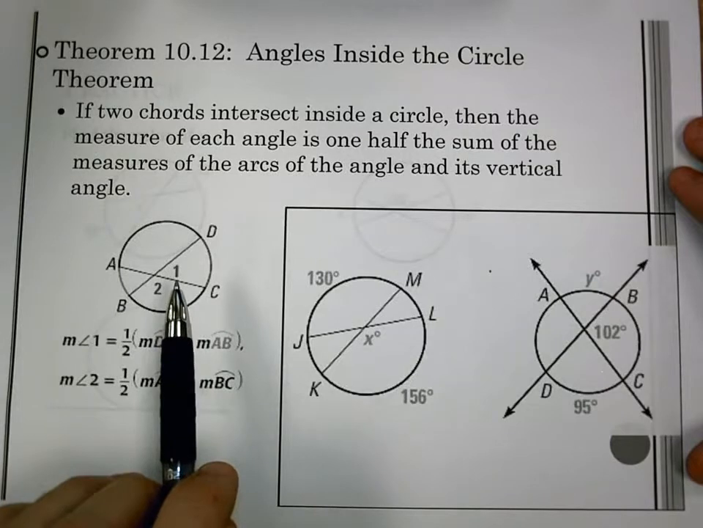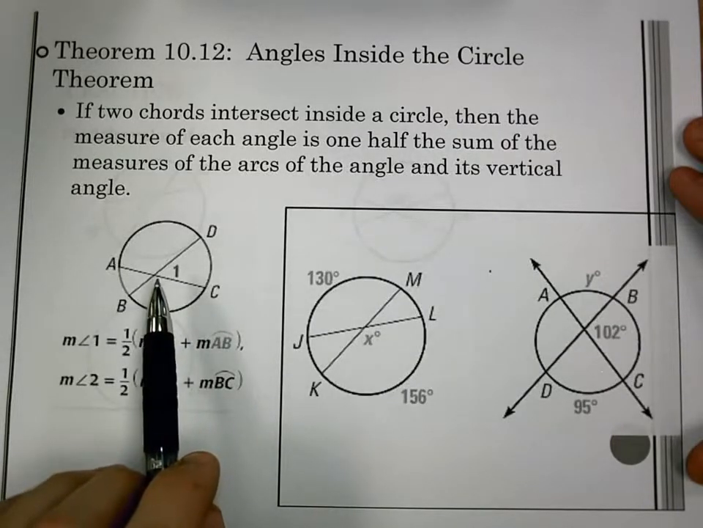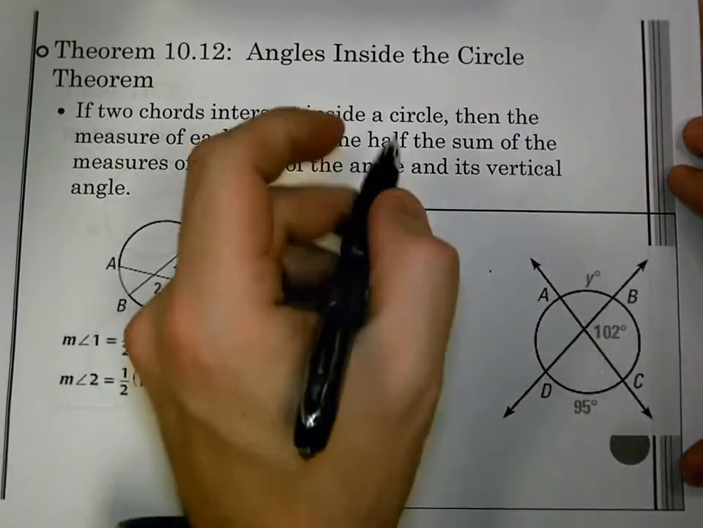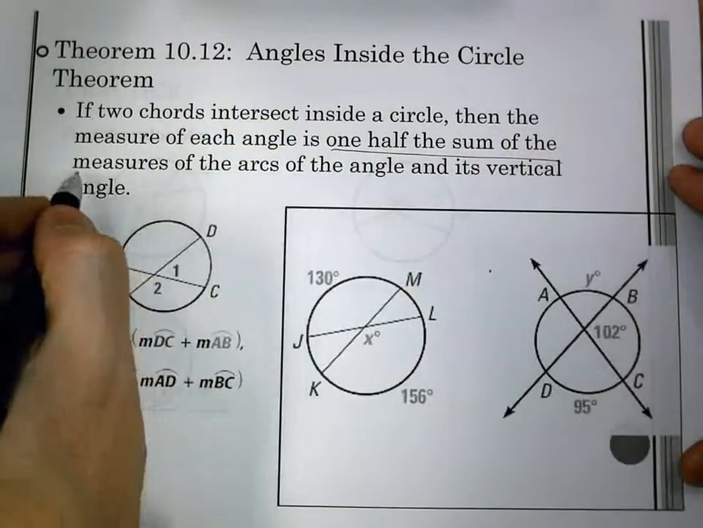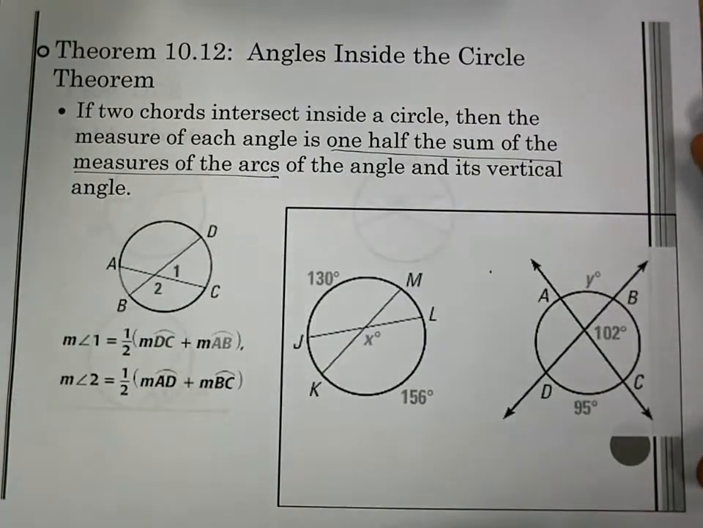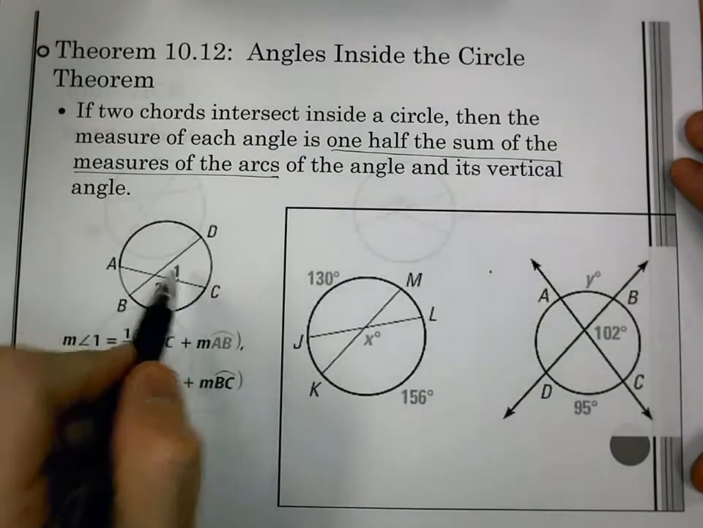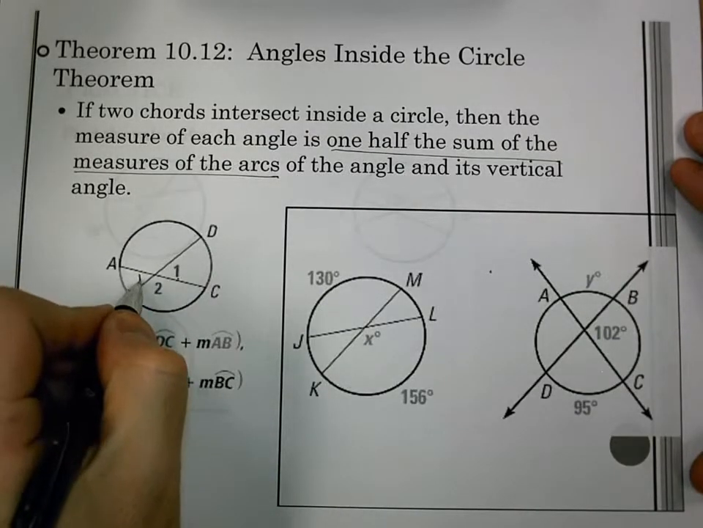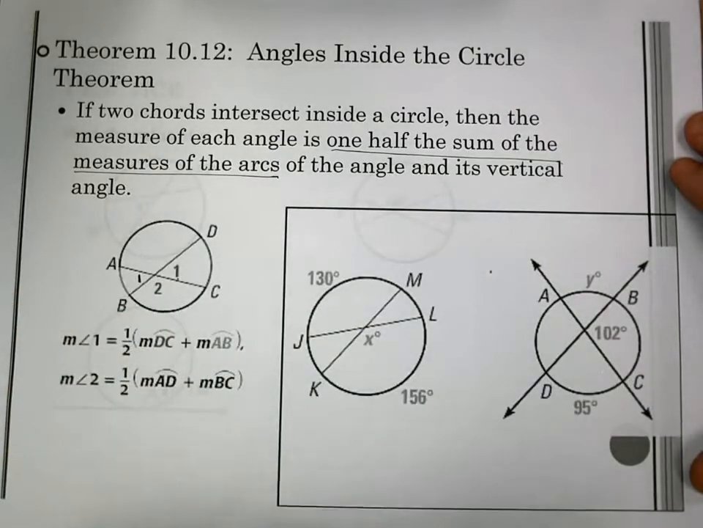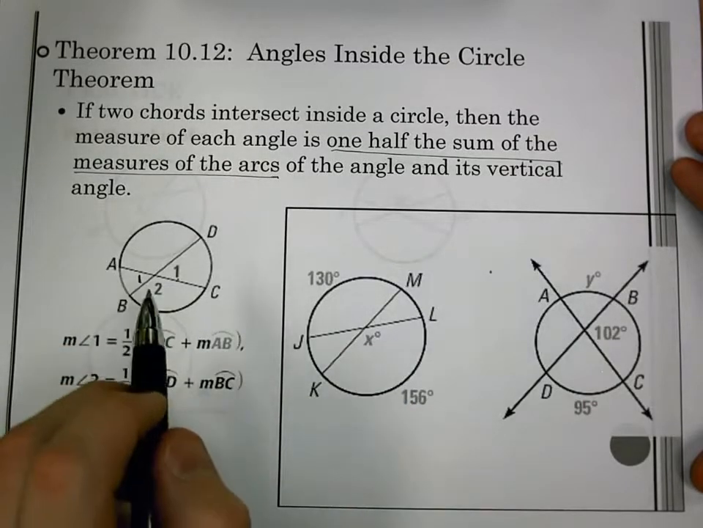So, two chords intersect in a circle, nowhere in particular, just inside the circle. Then the measure of each angle is half the sum of the measures of the arcs of the angle and its vertical angle. So, let's look at our diagram on the left here. I have angle 1, and it'd be fair to say that this could also be angle 1. We usually don't call angles by the same name, but whatever angle measure angle 1 is, this one would be the same because it's vertical.